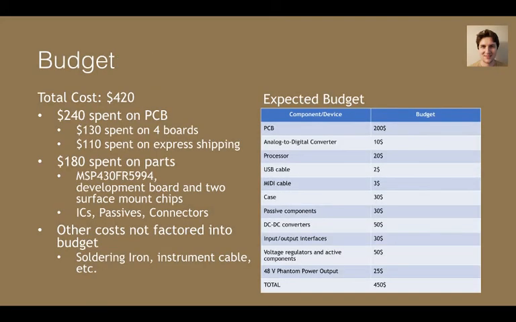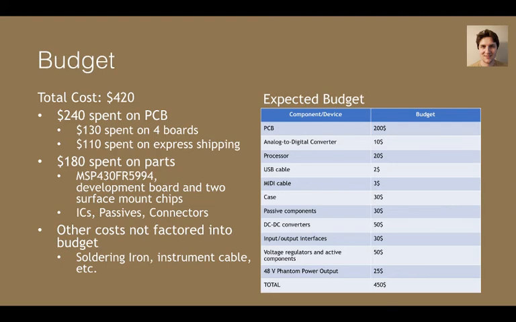For our expected budget, which you can see in the table on the right, we have it broken down by item with a total of $450 that we expected to spend. We ended up spending $420, so we were very close to our estimate, and we're happy to come in under budget rather than over budget.